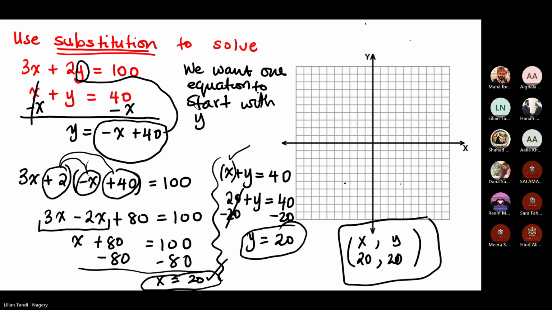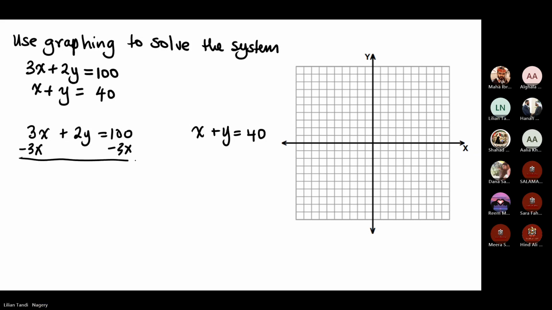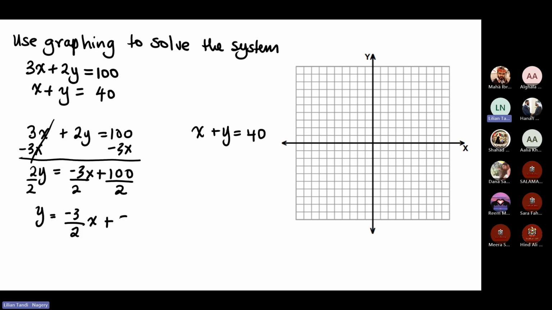Okay, so now let's go to solve by graphing. So I will rewrite my 2 equations separately, and I will use 2 different colors. Now, I will make my equation start with y. So here, I will do negative 3x, negative 3x. This will go away. I will get 2y equals negative 3x plus 100. I will divide by 2. I will get y equals negative 3 over 2 x plus 50.